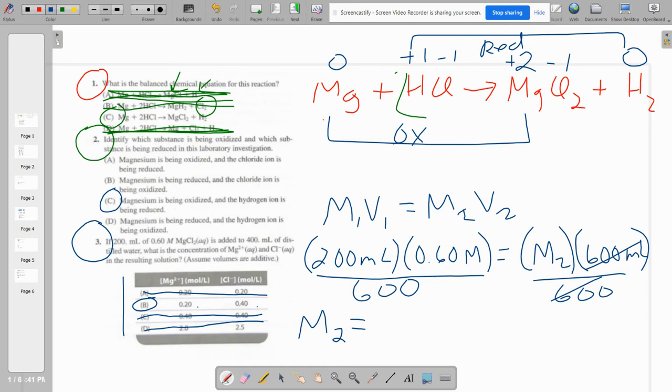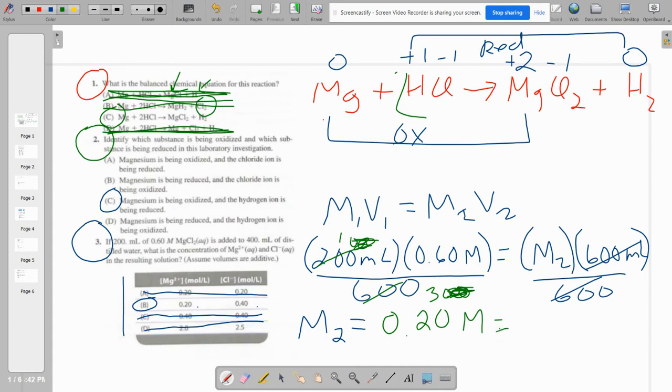Well, what jumps out to me is to simplify as much as possible. So I'm going to take 200 and 600, and we'll make this 100 and 300. How does that sound? Or better yet, how about 1 over 3, right? So divide both by 200. 200 goes into 200 once, and 200 goes into 600 three times. So now we basically have 1 times 0.6 over 3. So basically, what's 0.6 divided by 3? I would say that's 0.20 molar. And that would be the magnesium chloride.